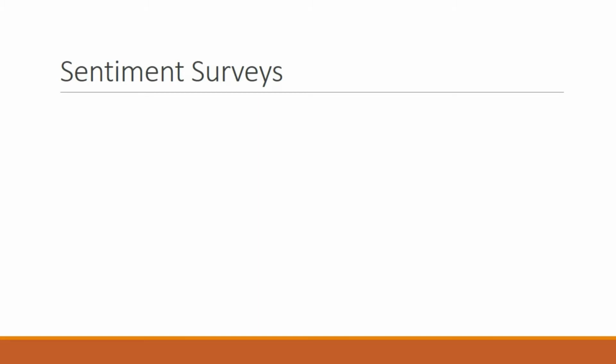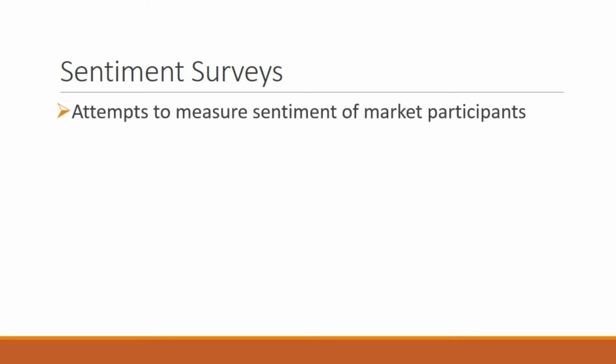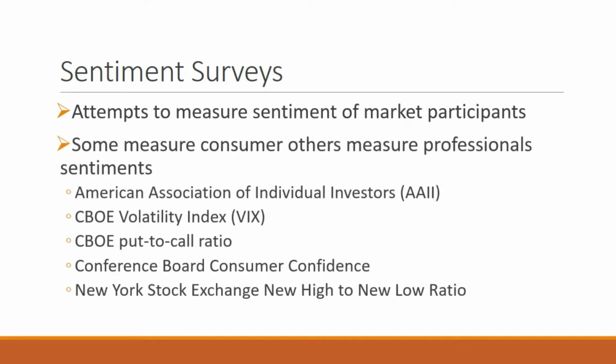Another way of getting at market sentiment is to measure the behavior and the attitudes of the market participants themselves. The attempts to measure market sentiment of the market participants has a number of different measures. Some measure consumers directly, others measure professional sentiments. Examples include the American Association of Individual Investors, which polls individual investors, the Chicago Board of Options Exchange Volatility Index, known as VIX, the CBOE put-to-call ratio. The higher the ratio, i.e. the more puts are purchased on the CBOE, the more pessimistic the market is about stocks. Then the Conference Board Consumer Confidence Index, and finally the New York Stock Exchange new high to new low ratio.